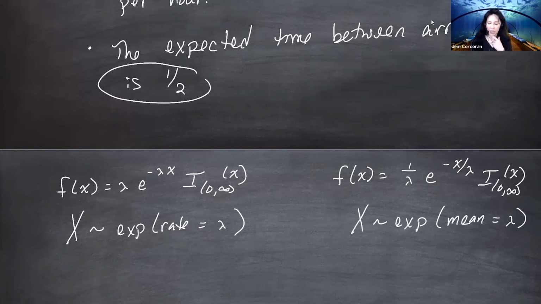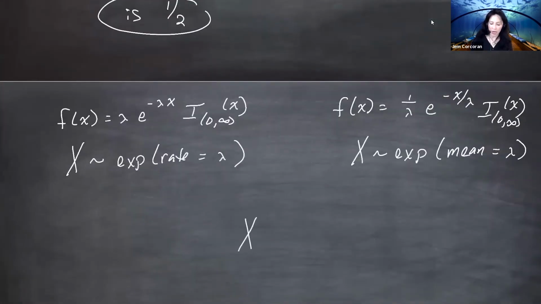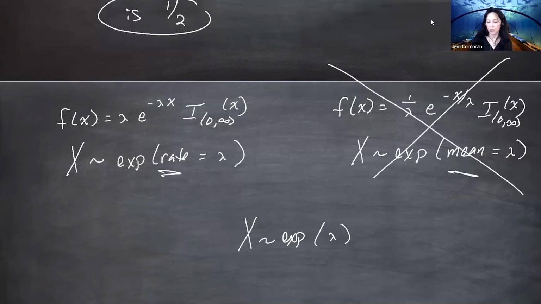The point of this conversation is most people just write exponential lambda, and then you're not sure if you're reading a book or a journal article. You really have to back up and figure out what they mean by that. So that's why I add these words. And I will probably never even use this one.